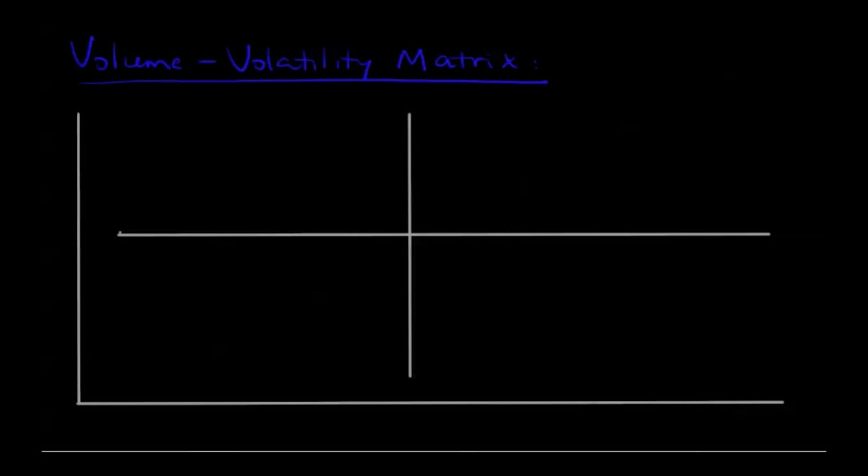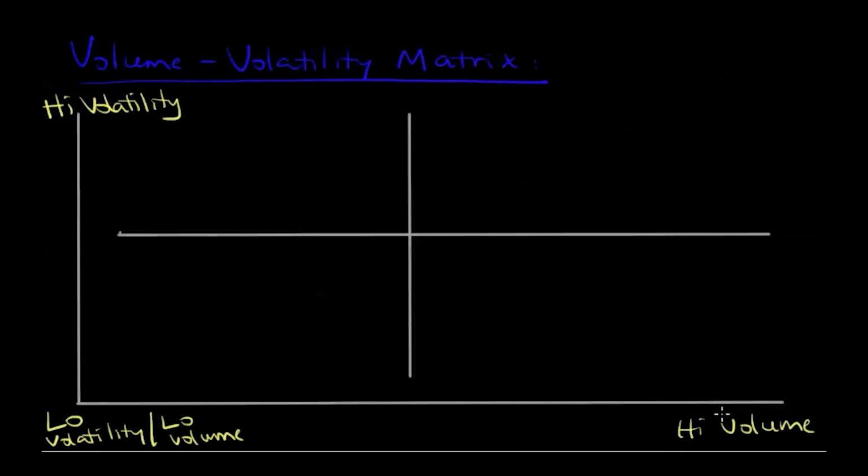Here we have high volatility, and here we have low volatility. On the x-axis, this side of the spectrum is low volume. So we have low volatility with low volume, high volatility, and high volume.